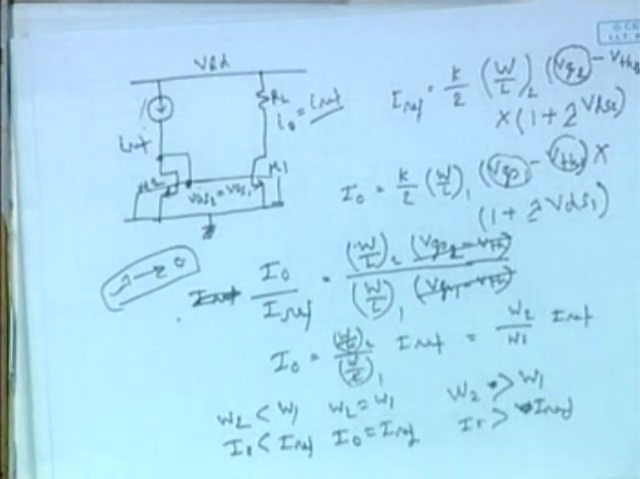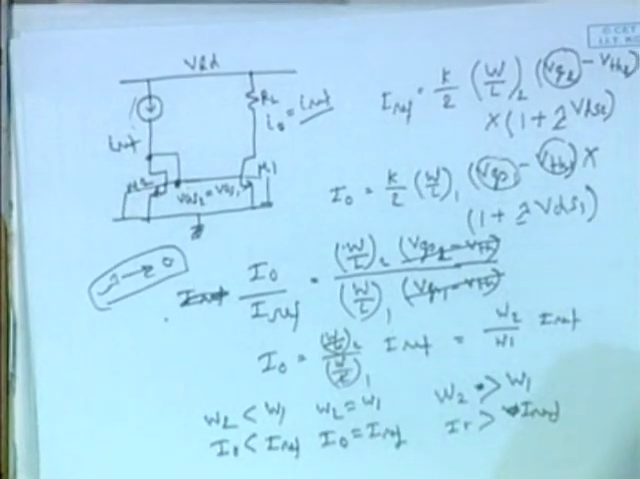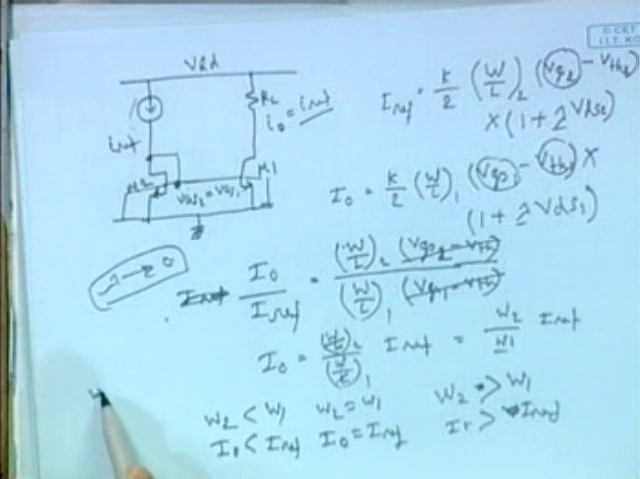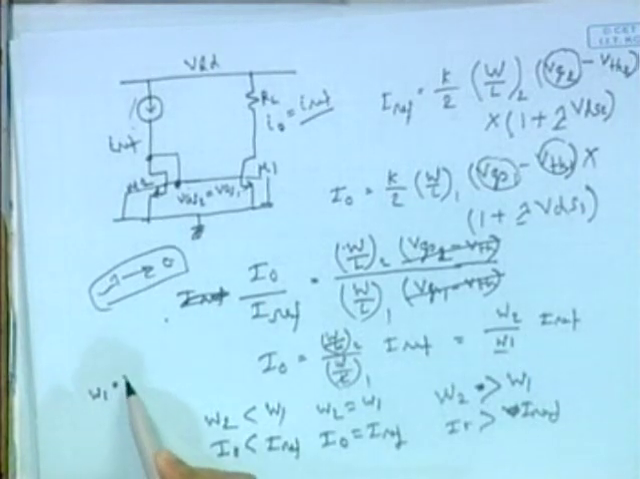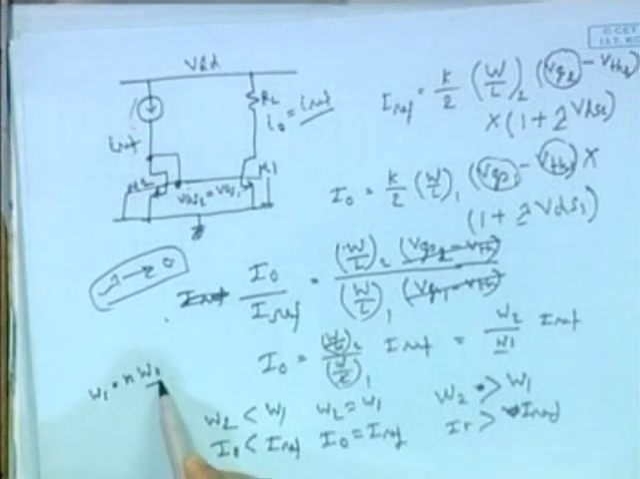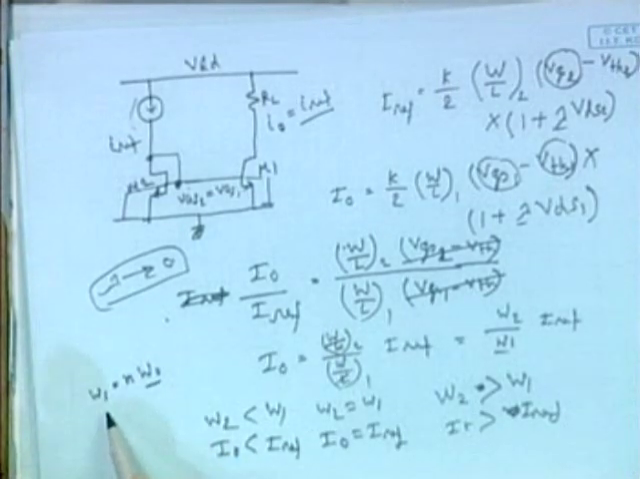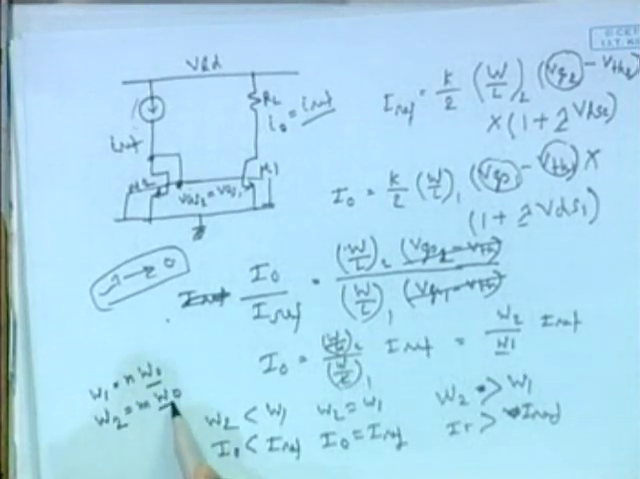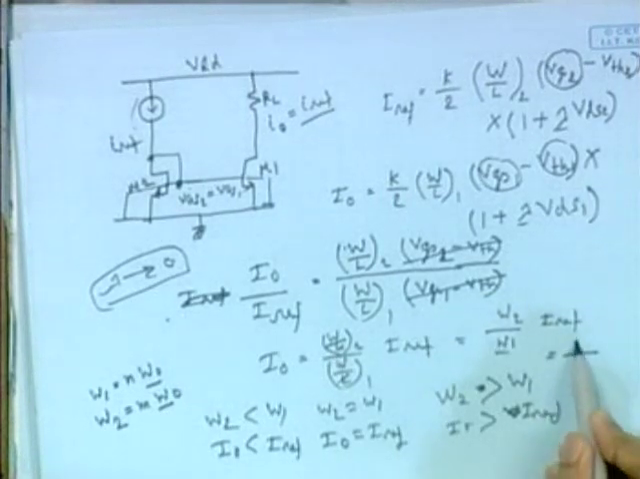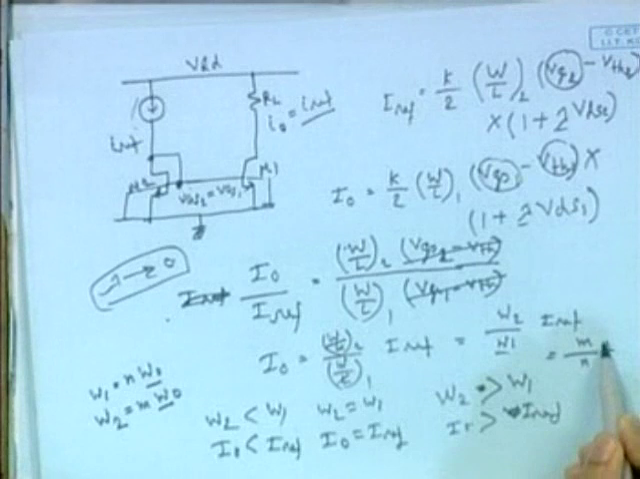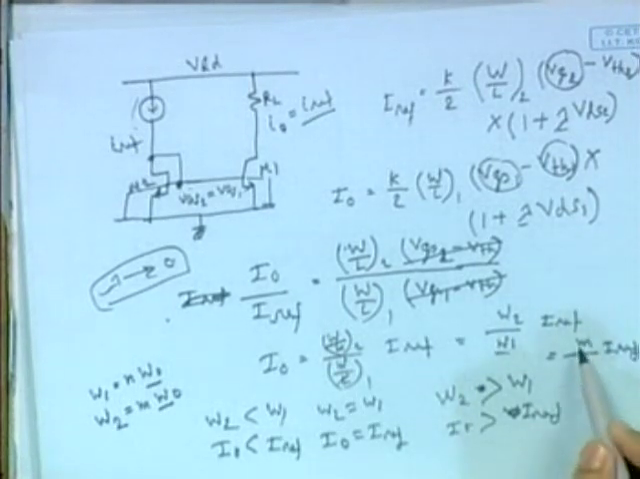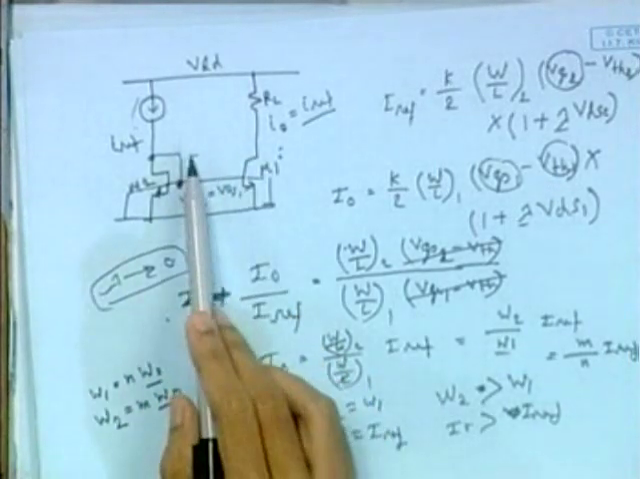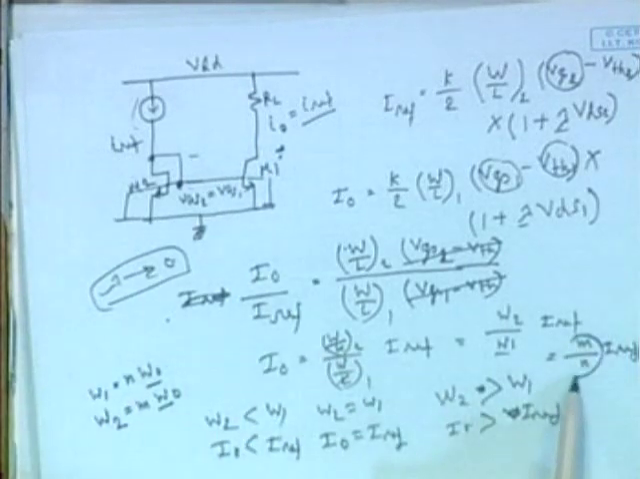And while designing, suppose W1 is some integer multiple of some value, n into W0. And we will choose W2 equal to m into W0. So this is going to be m by n IREF. Depending on the value of this ratio, we can generate a higher current here, an equal current, or a lesser current, depending on this ratio. Okay.